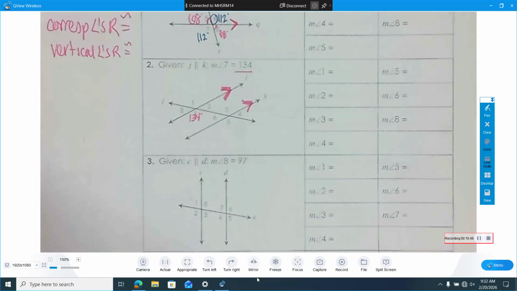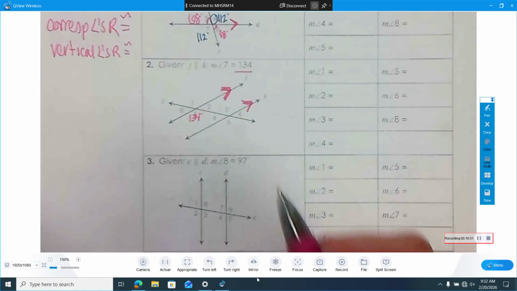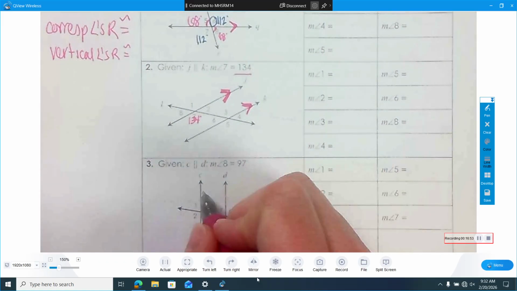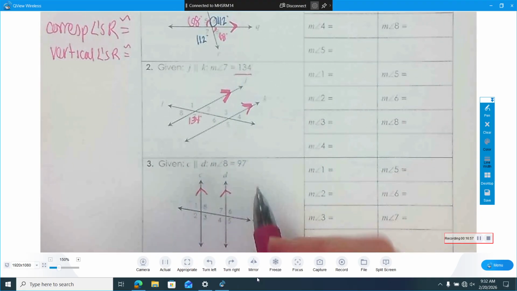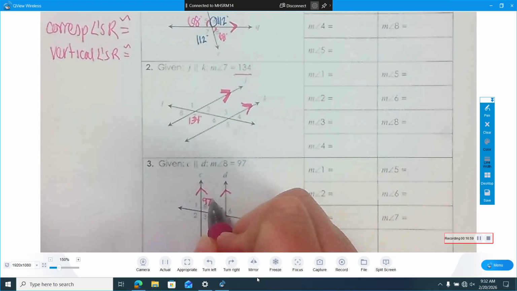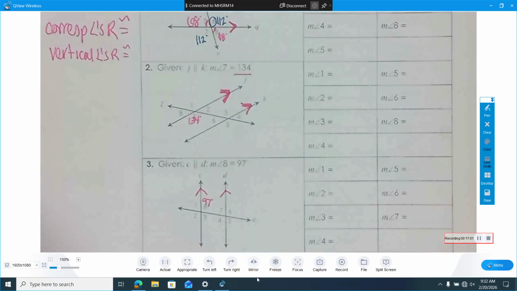Ladies and gentlemen, will you please do number 2 and 3? So again, number 3, we've got parallel lines, and the measure of angle 8 is 97 degrees. Go ahead and work out the rest of those real fast. I'll give you a couple of minutes to check with your neighbor, doing number 2 and number 3. Fill in the picture.